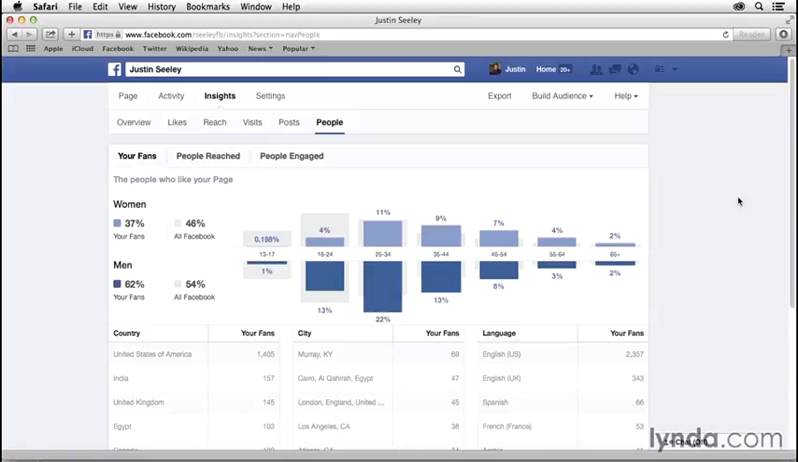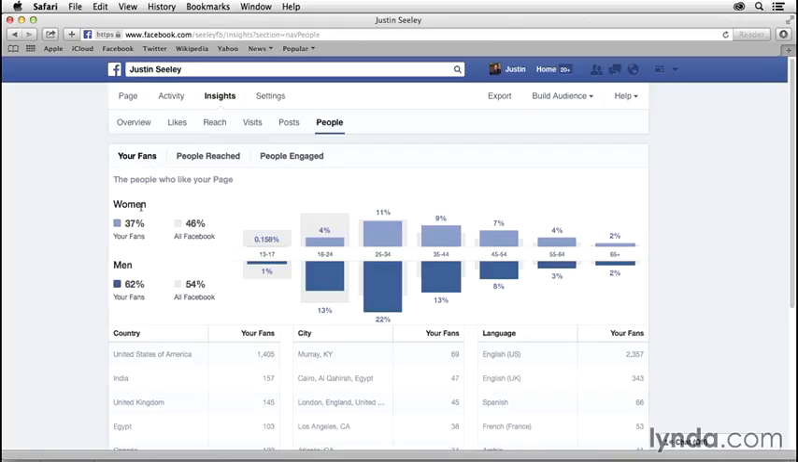The final section of the Facebook Insights panel that we're going to explore is the People tab. And inside of the People tab, you're going to be able to see lots of different information about the people that actually visit and interact with your page. On this first page here, you're going to get information about your fans. That's people who like your page.